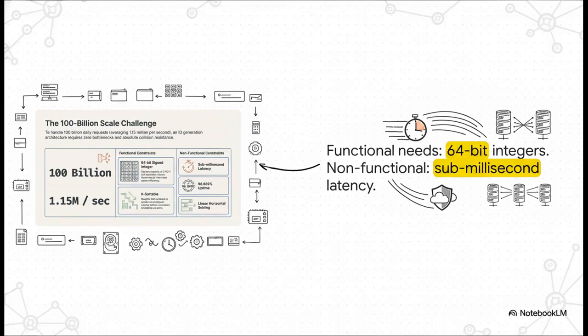But here's the real kicker. They have to be K-Sortable. Basically, that just means they're roughly ordered by time. And trust me, we're going to see why that is an absolute game changer for database performance. Then you have the non-functional stuff, and the demands here are just brutal. We need sub-millisecond latency, 5 nines of uptime, that's basically always on, and it has to scale out just by throwing more servers at the problem.